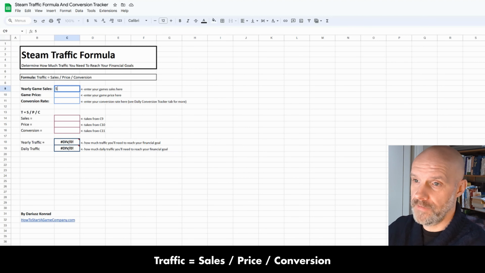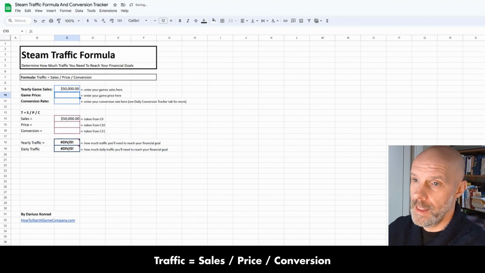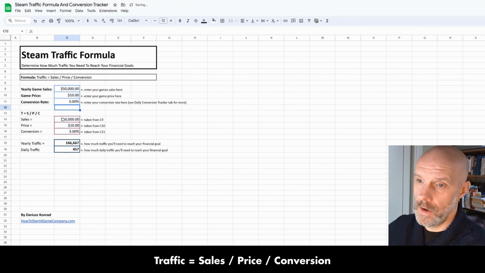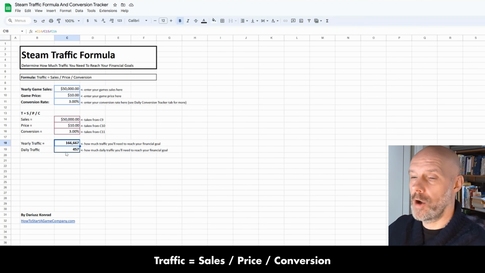So in my example, I'm using 50 grand as my end goal, right? My 50 grand is how much I want to make in a year. The game price is $10 just as an example, and my conversion rate is 3%. So basically, here's your sales, 50 grand. The price is $10 and conversion is 3%. So I'll need almost 170 grand, or 170,000, people to visit my Steam page if I want to make 50 grand using a $10 price point and a 3% conversion.